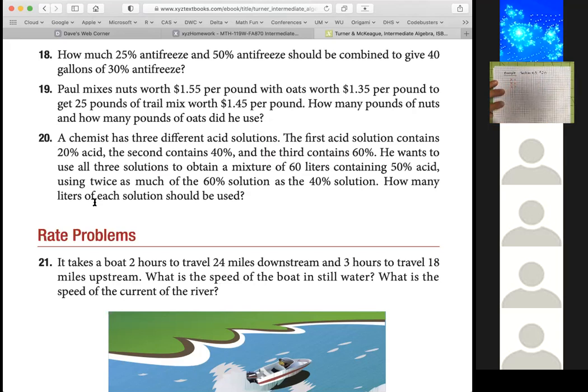What do I want to know? Not the number of acid 1. I want to know the liters, the number of liters of acid 1, 2, and 3. Okay, so let's say number of liters of acid 1, acid 2, acid 3. It is not silly to write this down like this.